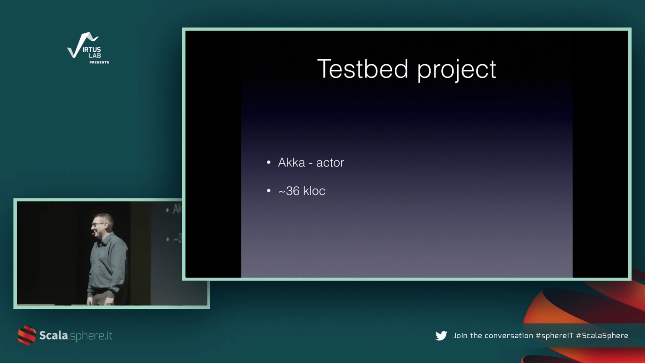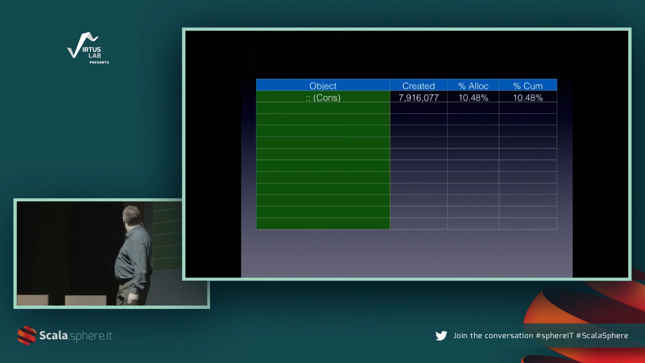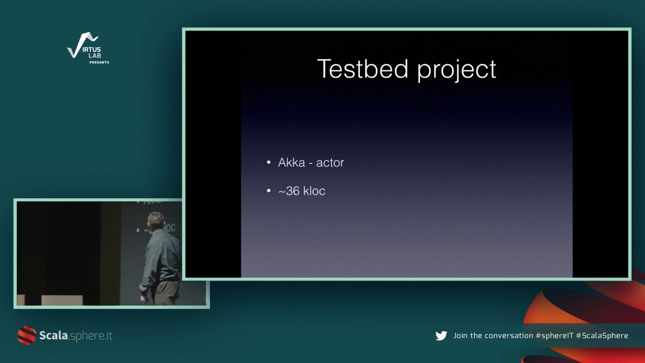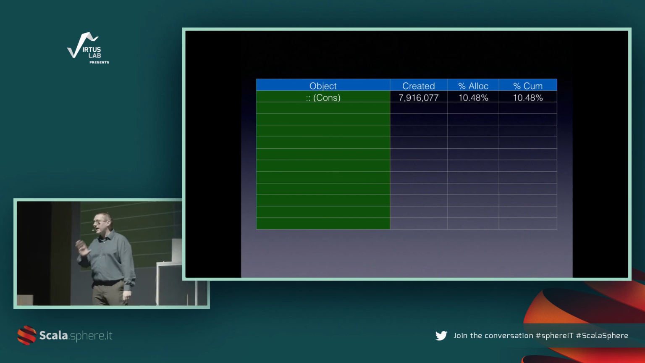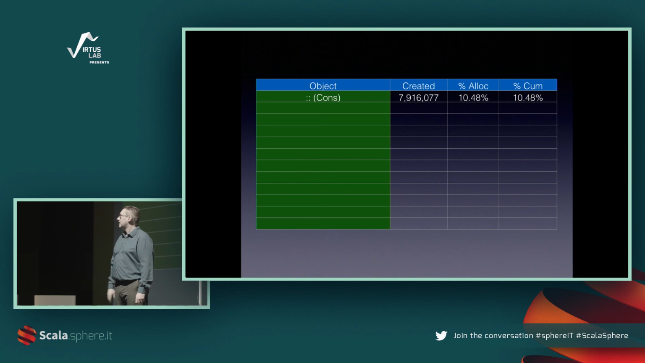Boxed unit. It's not boxed unit. Any other guesses? Cons. Come on. Cons. Excellent choice. 10% of every single object in a compilation is cons.